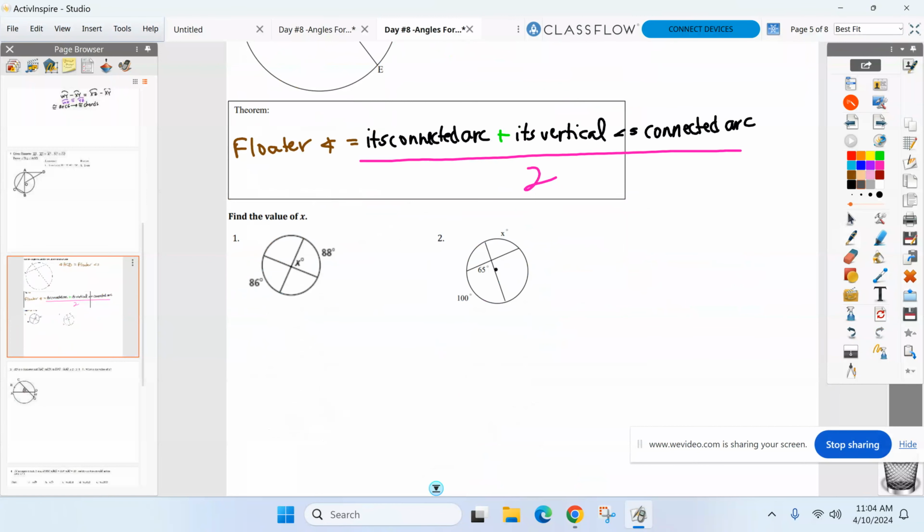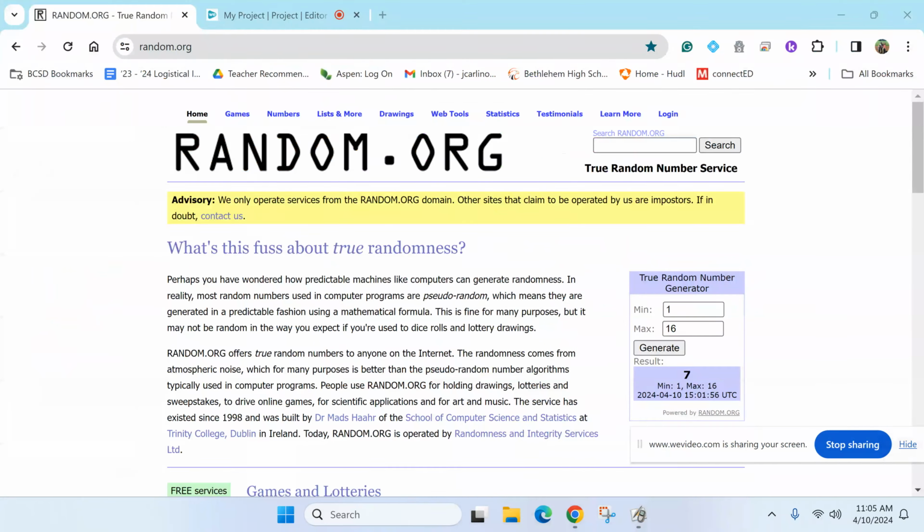All right, here we go. Number 1. I'm going to tell you that is not a central angle. Everyone good? That's not a central angle. I'm not going to make this easy and say it's equal to 88. It is a floater angle. So here's how we find it. What arc is connected to floater angle X? What's its measure? Charlie.